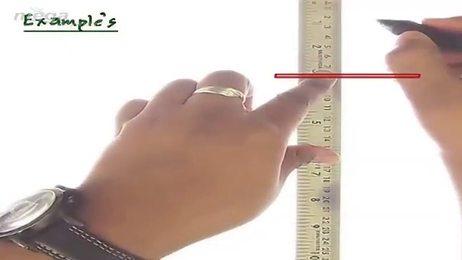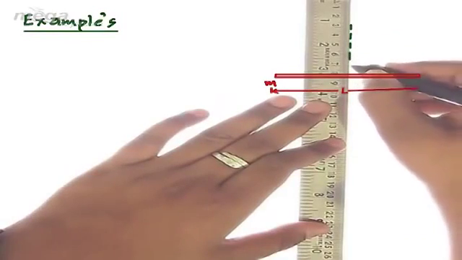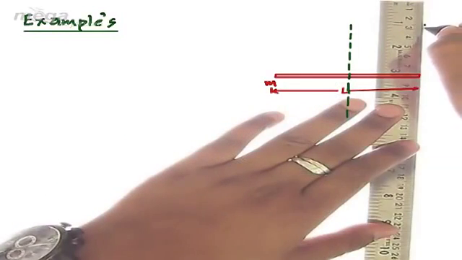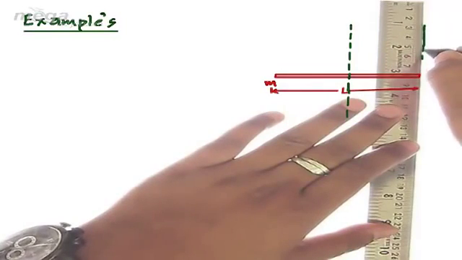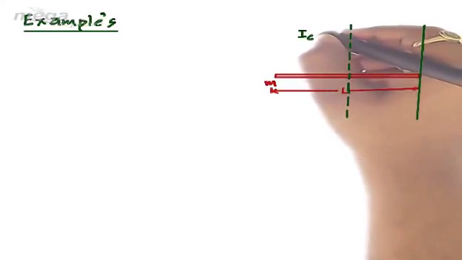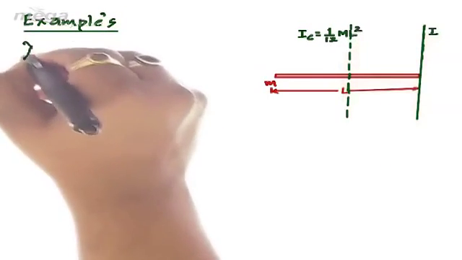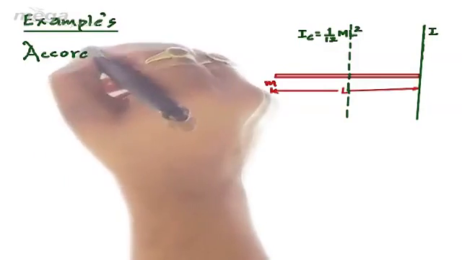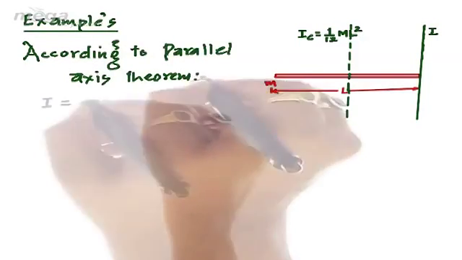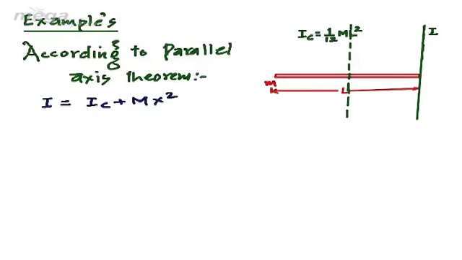Let us consider this rod having mass m and length L. Let this be the centroidal axis of this given rod. We are required to find the moment of inertia of the rod about this given axis. As we all know, the moment of inertia about the centroidal axis of any given rod is equal to 1 upon 12 mL square. Let I be the moment of inertia about this given axis. According to the parallel axis theorem, we know that I will be equal to IC plus mx square, where x is the distance between both the axes.